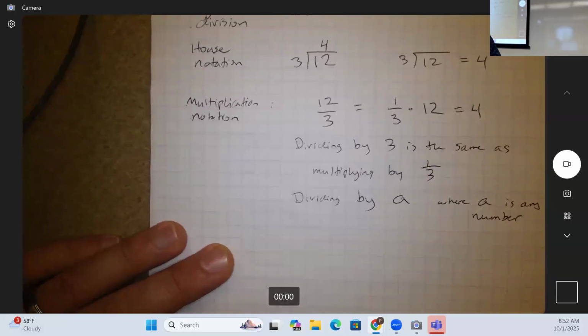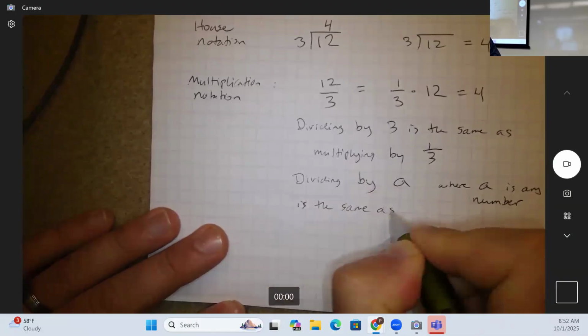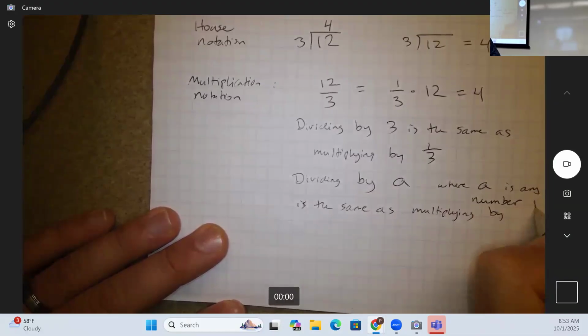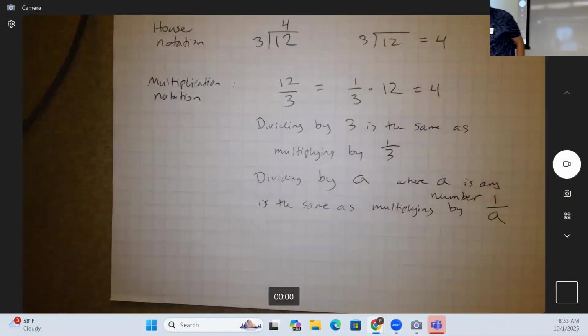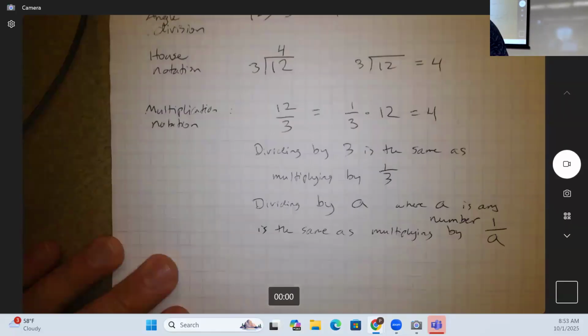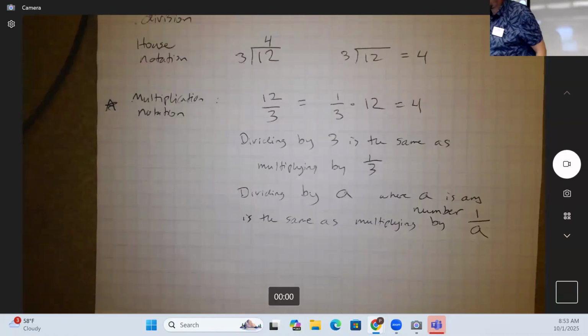Dividing by a, when a is any number, is the same as multiplying by 1 over a. And this is a really, really flexible tool that allows us to expand division way beyond the simple divide 12 into 3 sets. Now we can divide complicated things and keep track of all of that much more easily. So this one, the multiplication notation, is the most useful notation in algebra for division.